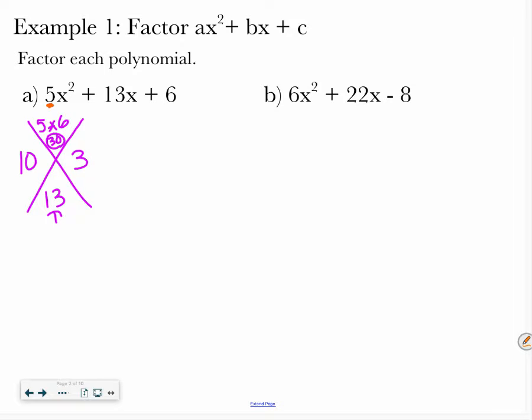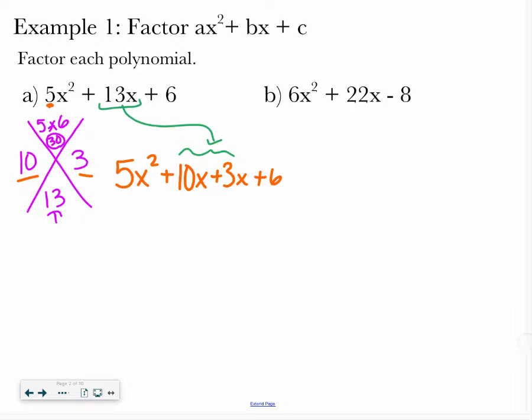So today what we're going to do is we start by rewriting what we had. So we have 5x squared, and then instead of writing 13x, we're going to split it up into our two numbers that we came up with. So plus 10x plus 3x plus 6. Okay, so it's the same equation we started with, except instead of writing 13, we split it up into two different parts, okay? This is a very, very important step, so star it, highlight it, do something so you don't forget. Now we're going to factor by grouping like we did a couple sections ago.